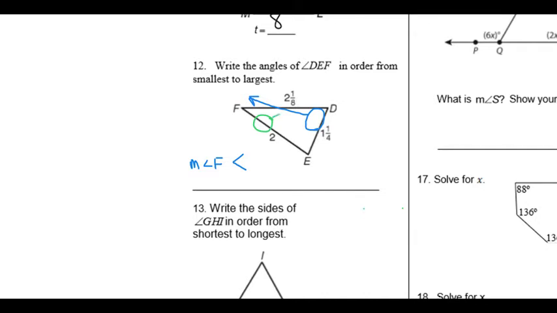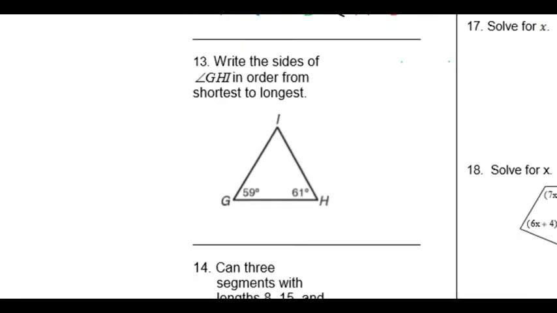So across from 2 is angle D. So that would be the next one, measurement of angle D. And that's smaller than our last one, which is 2 and 1/8, which is the largest side. But across from it is the largest angle, which is the measurement of angle E. We have listed the angles from smallest to largest. Let's go to number 13.